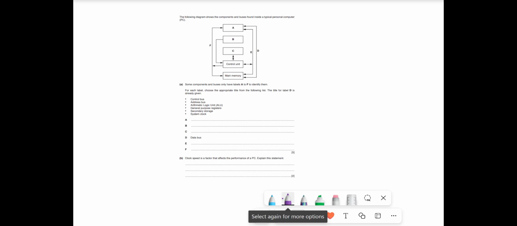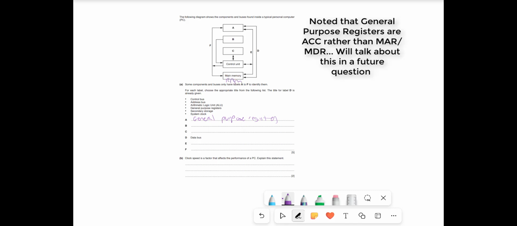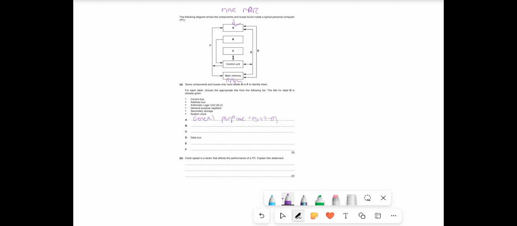So we've got this diagram here, we need to label it. A would be your general purpose registers. How can I tell? Well, here's the thing. You've got your main memory here, your RAM. All these arrows are going towards A, which would be registers like your MAR, your MDR, etc. So therefore it tells me that the RAM is connected to A, these registers, via D, E, and F, which we'll talk about in a second. So they'll be my registers, my general purpose registers.